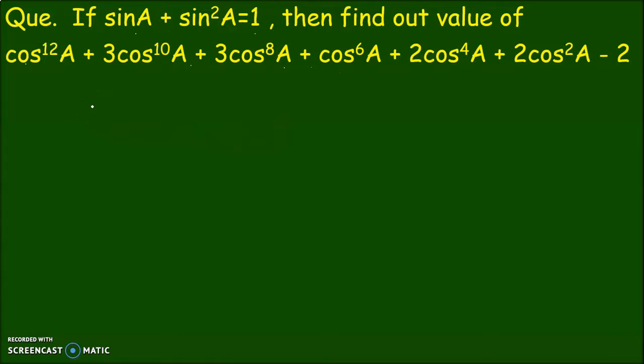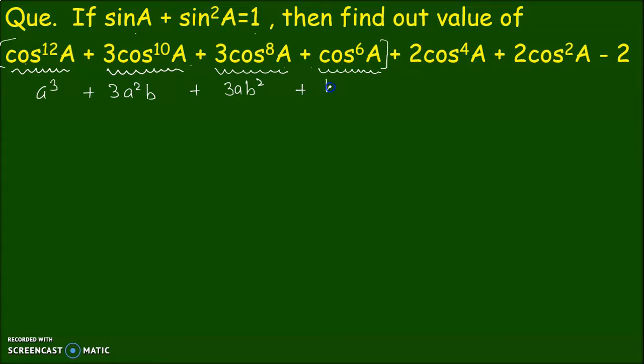Okay, let's see how to solve this question. If you observe this quantity here, cos raised to 12a plus 3 cos raised to 10a plus 3 cos raised to 8a plus cos raised to 6a, this is in the form of a cube plus 3a square b plus 3ab square plus b cube. In place of a, here we can write cos raised to 4a, and in place of b we can write cos square a, right? It means this is the identity for a plus b whole cube. It means here in place of this quantity, we can write cos raised to 4a plus cos square a whole cube.